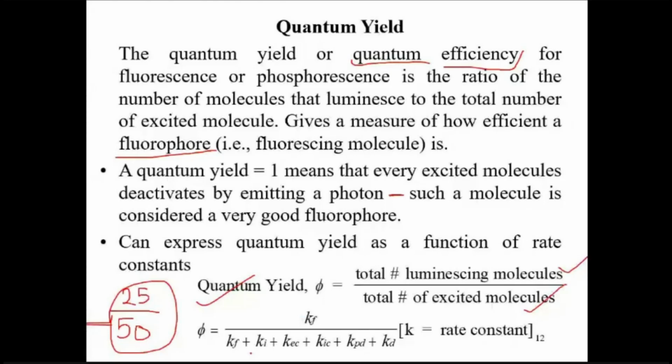See, there are different processes occurring within the molecule. There is fluorescence, there is intersystem crossing, there is external conversion, there is internal conversion, there is dissociation, and there is photo dissociation. PD is photo dissociation and D is simply dissociation.